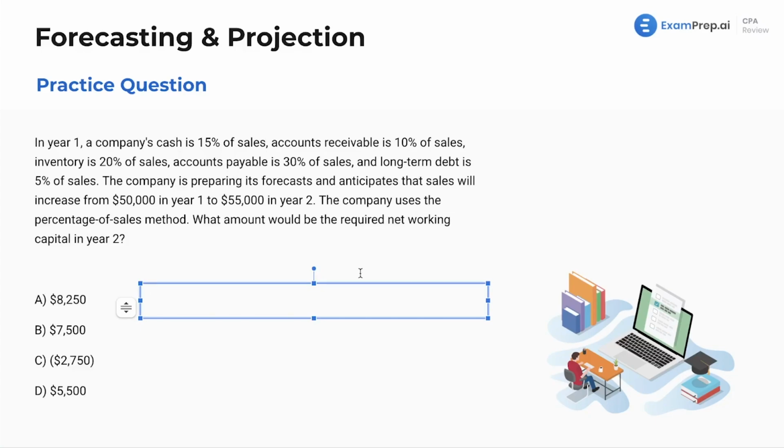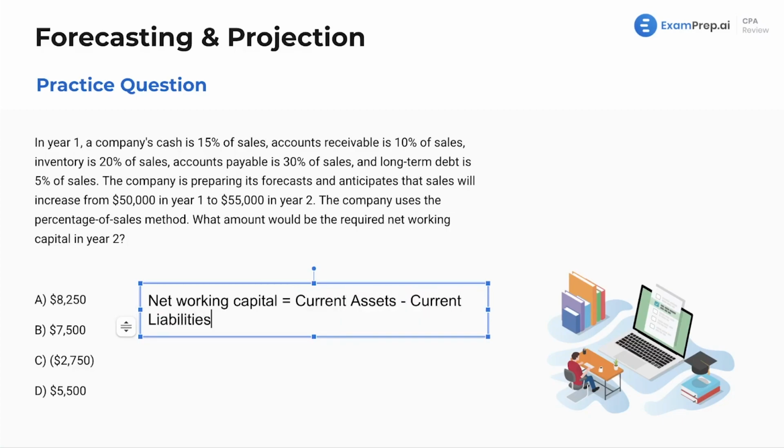And our formula for net working capital, another one to memorize, net working capital is going to be, like I said, current assets minus current liabilities. Great. Now let's dive in there. Let's figure out all of our current assets and our current liabilities in year two. It's net working capital in year two.